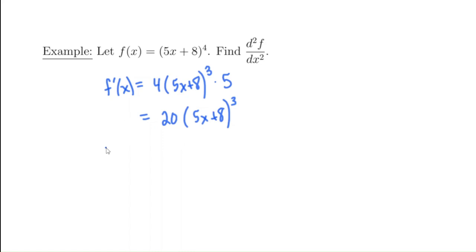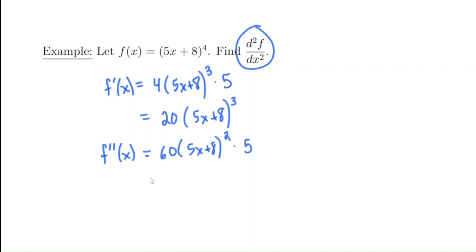Okay, well, how do we take the derivative of this? So what's f double prime of x, which, by the way, is the same thing as d squared f dx squared. Well, what's the derivative of just 20x cubed? Wouldn't it be 60x squared? So the derivative here is going to be 60 times this thing squared, but then times the derivative of that thing. So what this ends up being is, if we combine the 60 times the 5, we get 300 times 5x plus 8 squared. Okay, and that is the second order derivative.